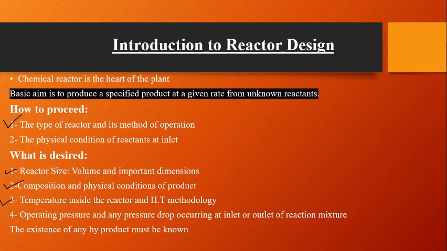Temperature inside the reactor is the most important factor for endothermic and exothermic reactions, for heat removal or heat addition during the reaction. In heat transfer methodology, that is the temperature difference, heat is exchanged between the molecules of the unknown reactants during the reactions. Operating pressure is the pressure at which the chemical reactor will operate to give the desired chemical products at a specific rate. And during that reaction, what pressure drop occurs at the input stage and at the exit stage of the reaction mixture.